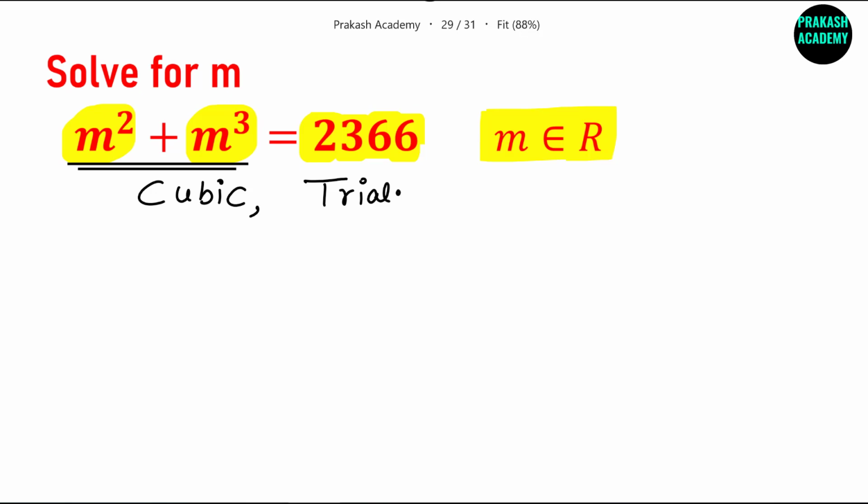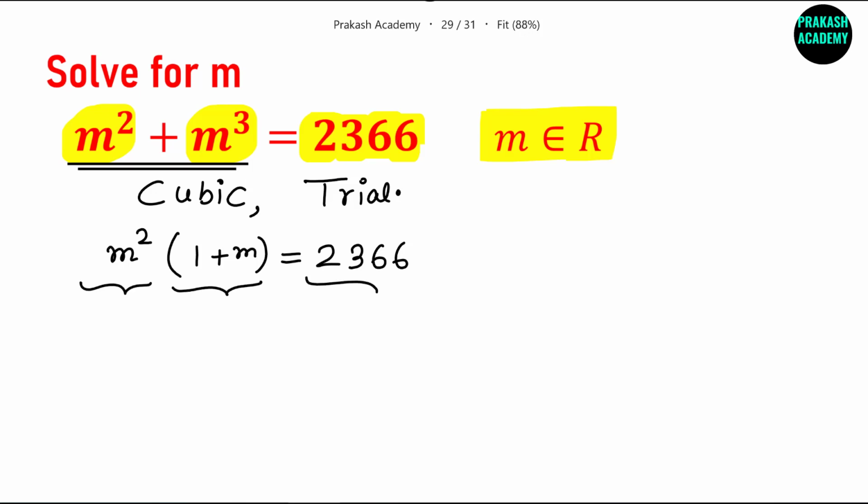So let us first rearrange the terms. We can rewrite this, if I take m square common, as m square times (1 plus m) equals 2366. Now it seems we are multiplying two integers and getting 2366. So let us factorize 2366 and see if we can find these two integers, or a value of m.